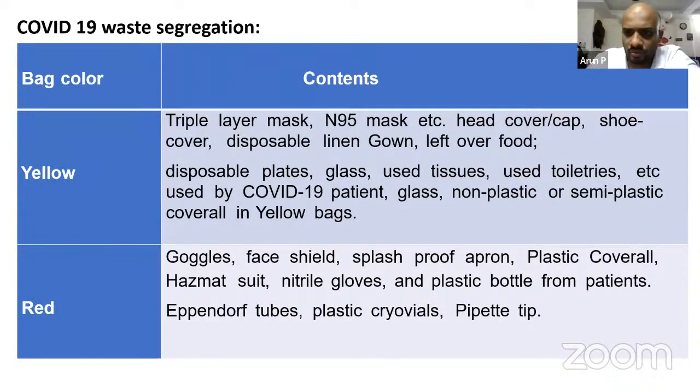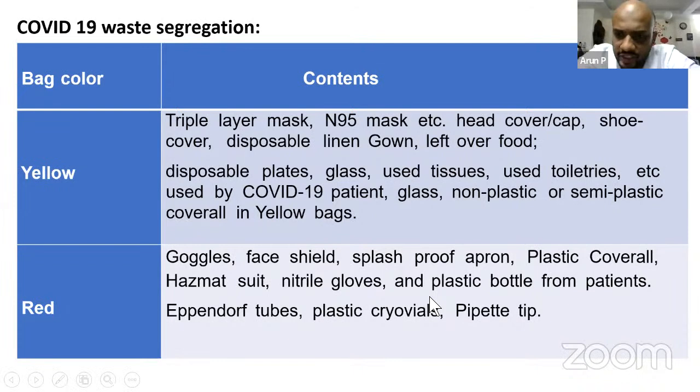Okay, so what all things were segregated in each category? The triple layer mask, N95 mask, the head cover, the head cap, the shoe cover, the disposable linen gown, disposable plates, glass, used tissues, everything used by the COVID-19 patient, glass, non-plastic or semi-plastic, went in the yellow bag.